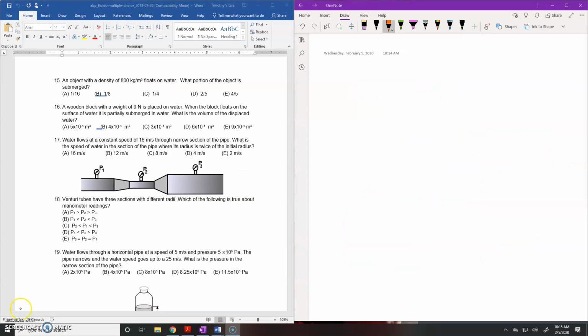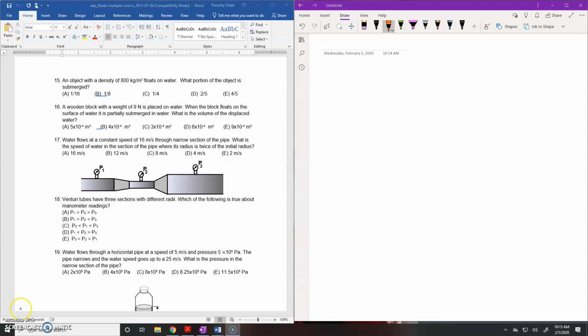I think the easiest way to look at number 15 is to just see that the density is 800 and the density of water is 1,000. So when you put an object that has a lower density than water in water, it will float. And depending on what the density is determines how much of that thing will be submerged. So it's just going to be 800 divided by 1,000, which is 4/5.